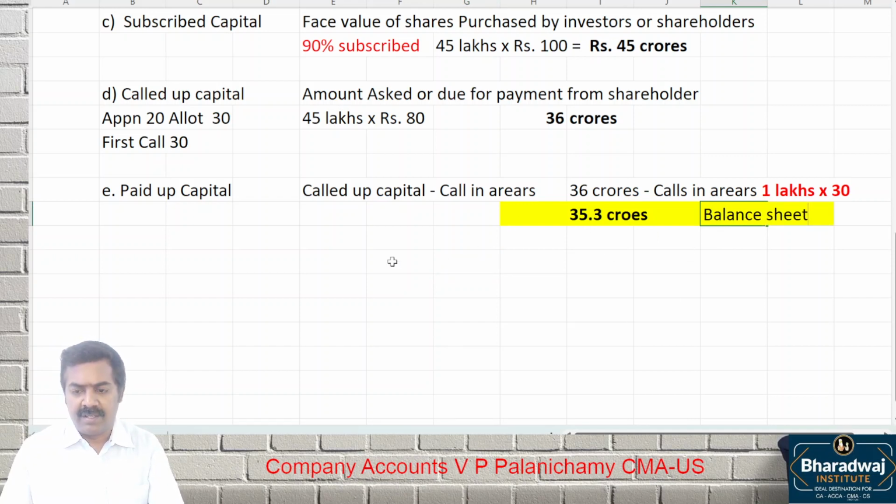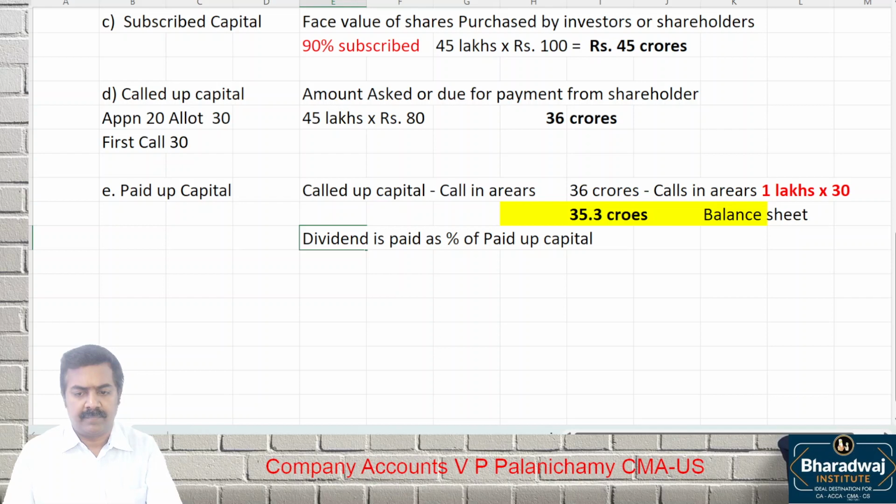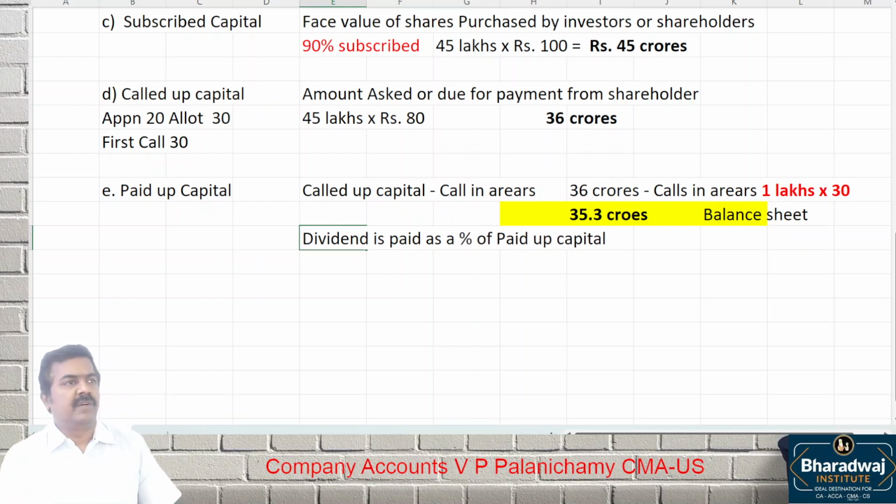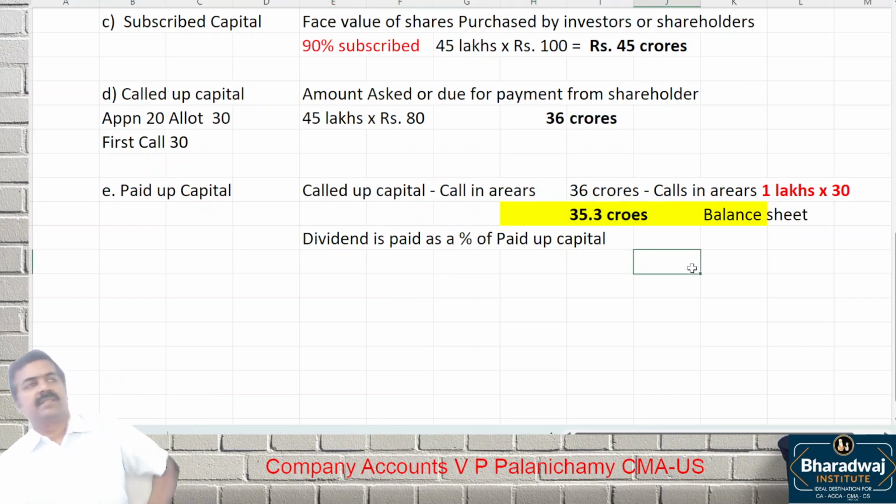And please note, dividend will be paid. Dividend is paid as a percentage of paid up capital. Dividend is paid as a percentage of which capital? If dividend 20% is declared, then 35.3 crores into 20%. Dividend is always paid as a percentage of which capital? Paid up capital.